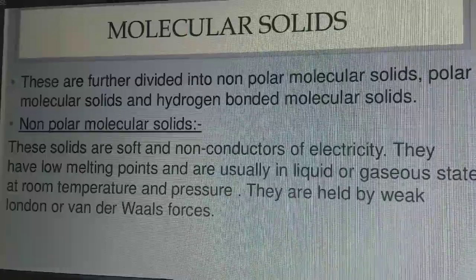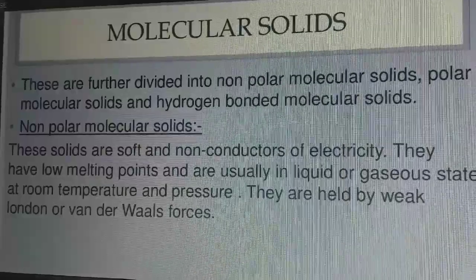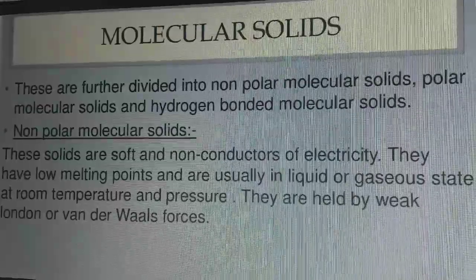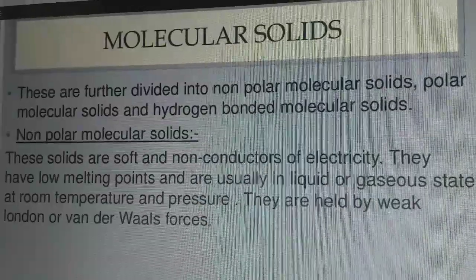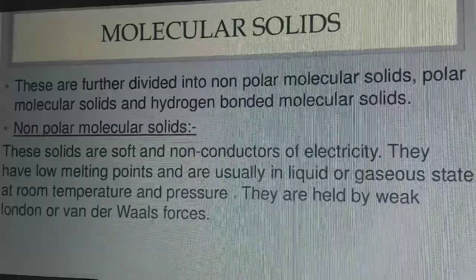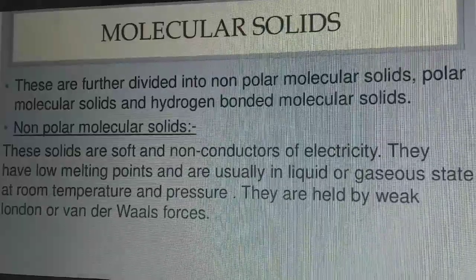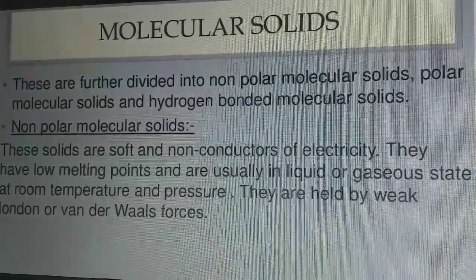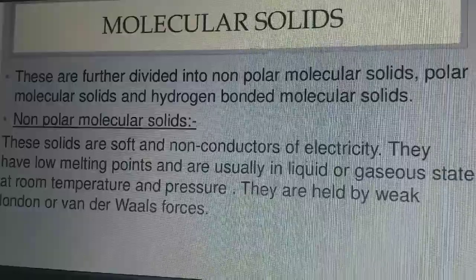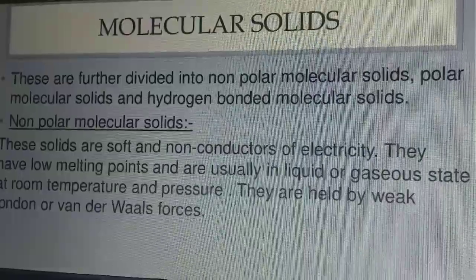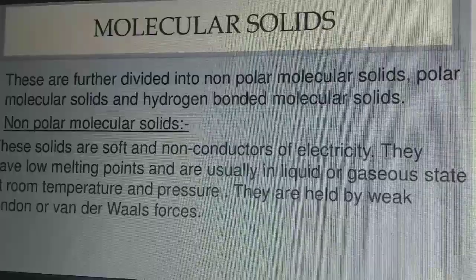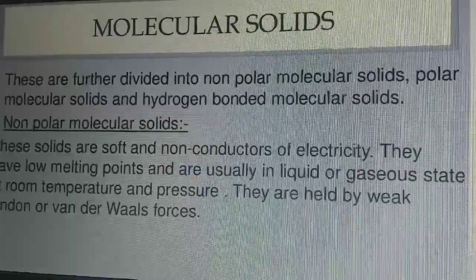We now discuss the first type of crystalline solid. Crystalline solids are classified into four types based on the intermolecular force between the constituent particles. Among these, one type is molecular solids, which are again classified into three types: non-polar molecular solids, polar molecular solids and hydrogen bonded molecular solids. First we discuss non-polar molecular solids. You know the meaning of polar and non-polar: non-polar means no charge separation.